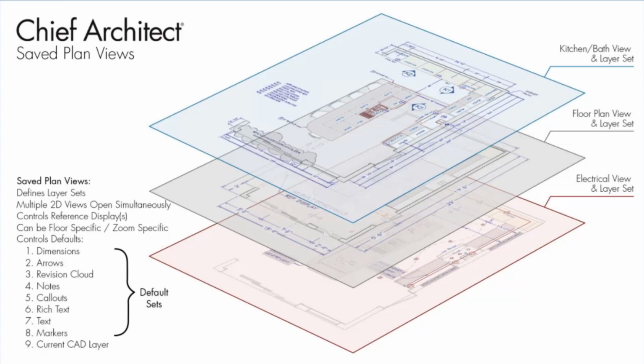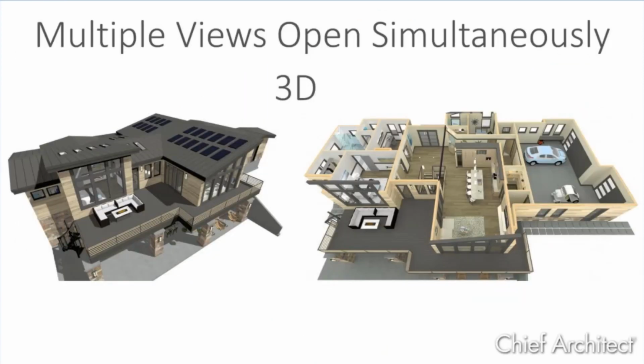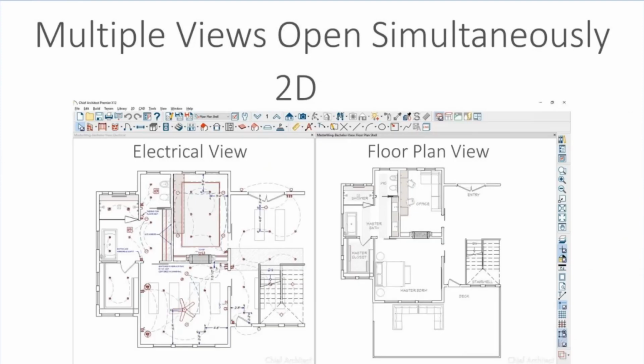Saved plan views allow you to open up multiple 2D views simultaneously. If you're working on two different views in the same plan, it's a convenient way to do it. It allows you to control reference display. It can be floor plan and zoom specific, and it controls your defaults. With respect to opening up multiple views simultaneously, in 3D, you know that you can open up multiple cameras simultaneously. In 2D, you can do the exact same thing.